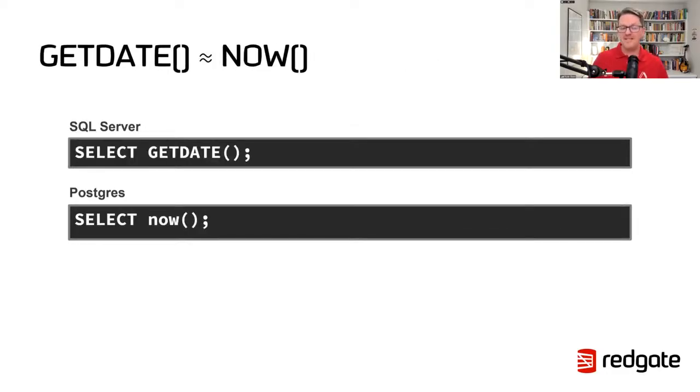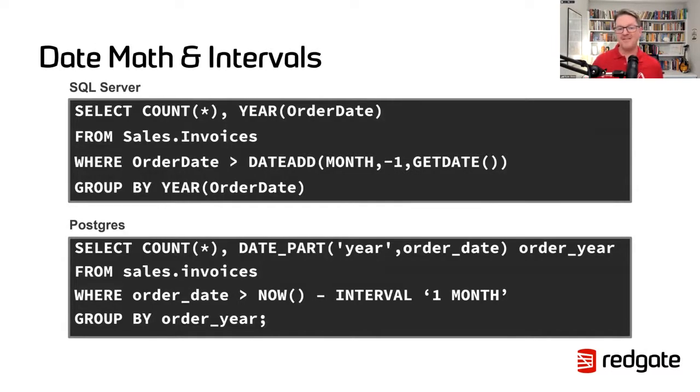How do you get the current date? Well, we're used to select get date. In Postgres, there's select now, there's select current timestamp. They're all essentially the same thing. You can also cast them to time zone aware versions and so forth. And then date math is actually really simple once you understand what happens.